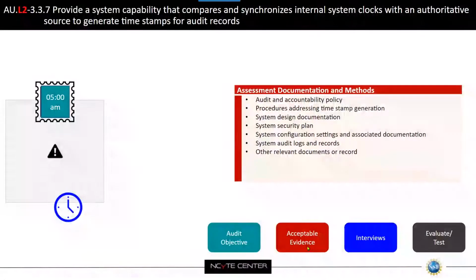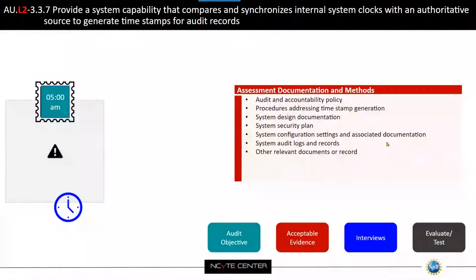So what's our acceptable evidence? Well, it had better be in the audit policy that says we are going to have a centralized time server. What are our procedures for timestamp generation? Well, we're very likely using NTP. Then system design documentation and the security plan. The design documentation is obviously going to define where this machine is, or where we're syncing up against. The configuration settings and associated documentation are obviously going to define how we've set it up.